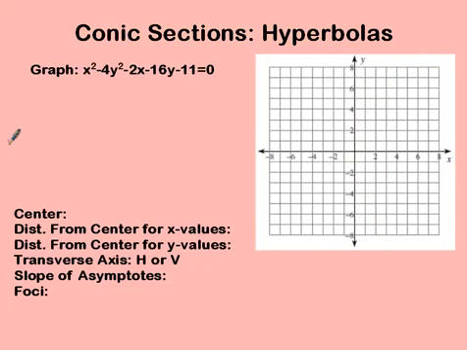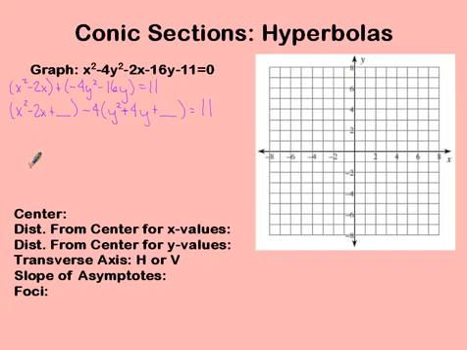Alright, lastly, suppose we wanted to graph x squared minus 4y squared minus 2x minus 16y minus 11 equals 0. We know this is a hyperbola because, well, first of all, my coefficients of my squared terms are different. So that tells me it's either an ellipse or a hyperbola. Now, because I'm dealing with one negative, I have a -4 here, we know it's going to be a hyperbola. So what we want to do here is group our x terms together, group our y terms together, and move our constant over to the right side.